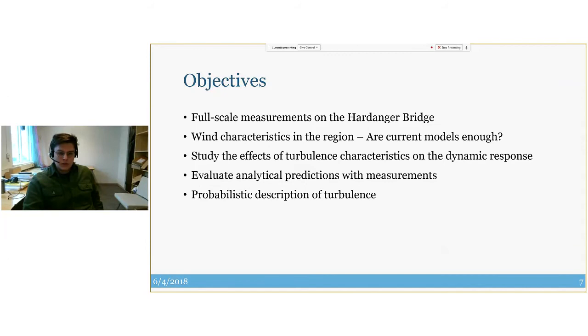And I have a couple of objectives listed here. First of all, we want to do full-scale measurements on the Hardanger Bridge, so that we see what happens in real life. Do we see the behavior that we expect to see? Also, we want to investigate the wind characteristics in the region, because it is a particular terrain, and the wind characteristics are quite special to the region. Are the current models we use enough to describe it? We also want to study the effects of these turbulence characteristics on the response by looking at the measurements and also analytical predictions, and comparing them. Then we also aim to suggest a probabilistic description of turbulence.